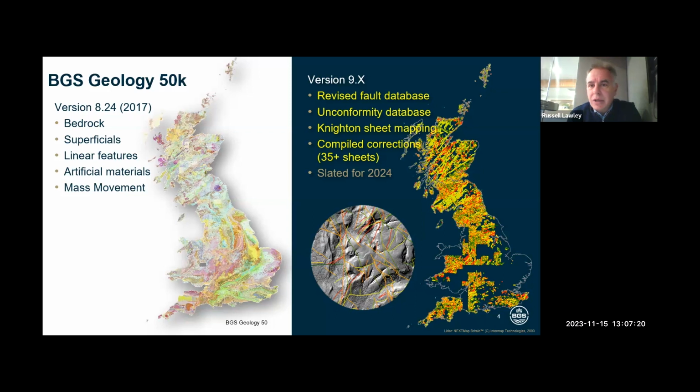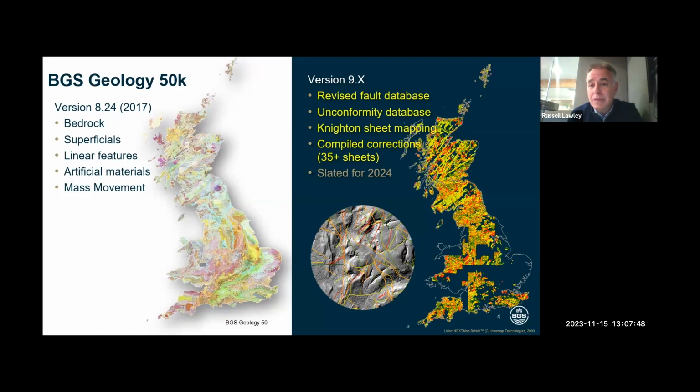When we release version 9, we hope to have a revised fault database. So the faults have gone from being a purely cartographic thing, a line that you just look at, to having a little more content to them. We may have the unconformity database in there as well. We've struggled with that one a little bit because it's quite difficult to manage that data. Night and sheet mapping is ongoing. I'd love to get it finished, then I can finally say we've covered all of the UK.